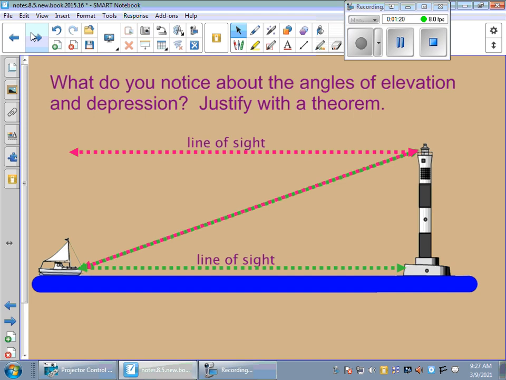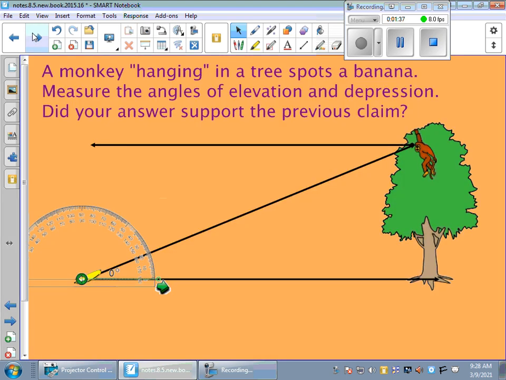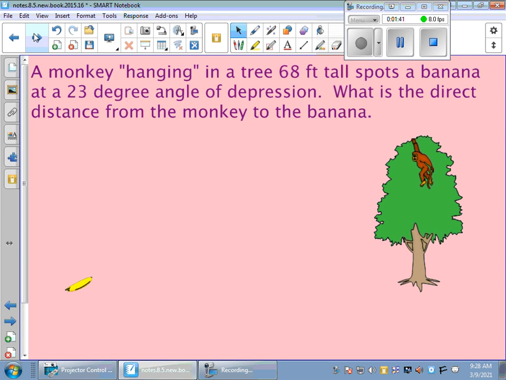So what you ultimately notice is, think about parallel lines. If you draw this as an arrow parallel to this line over here, two parallel lines cut by a transversal, you have alternate interior angles. So actually, those angles turn out to be the same. So let's take a look at an example. Let's go through one right here.